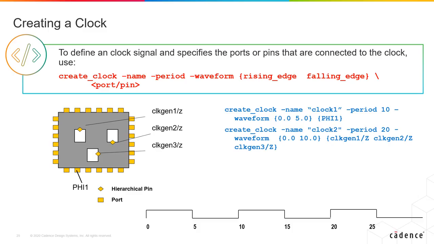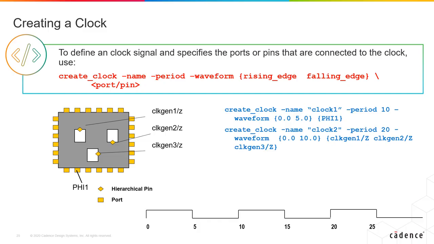It specifies the period, waveform and the ports or pins that are connected to the clock source. The duty cycle can be derived from the period and the waveform, which is the edges itself. In the first example shown above, the command defines a clock, which is an ideal clock. It is connected to a port called PHI1. The ideal clock is named clock 1 and has a period of 10 nanoseconds and a leading edge at 0 and a trailing edge at 5. So, the duty cycle is 50%.